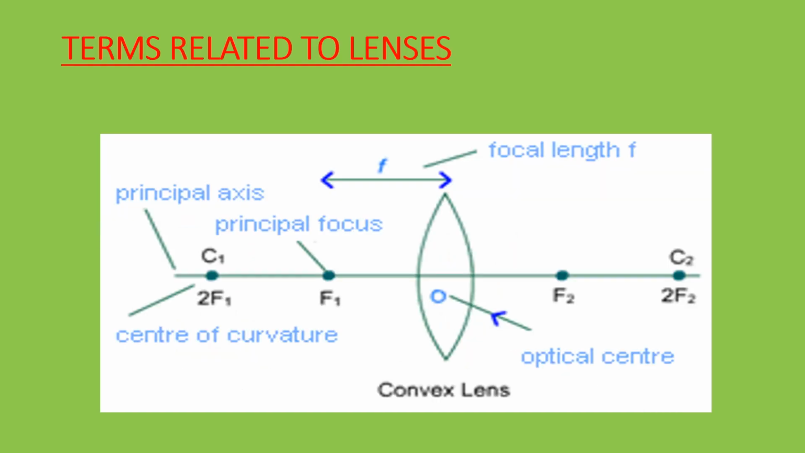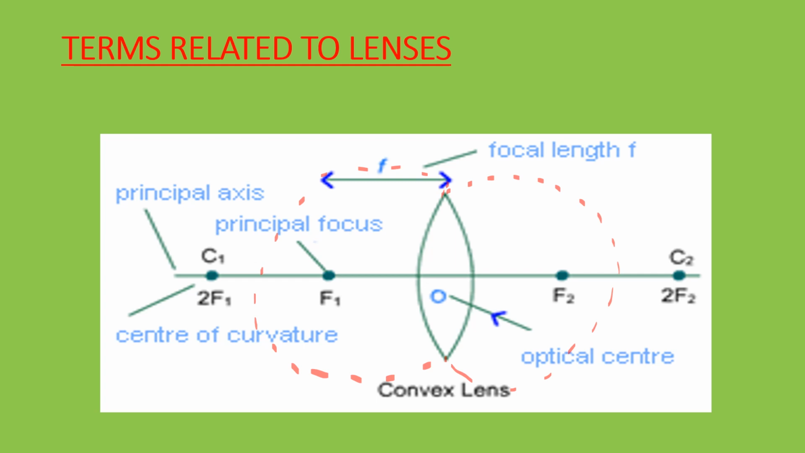Now I would like to talk about the terms related to lenses. Here I am displaying a basic convex lens. Before I talk about the terms related to lenses, I would like to talk about the center of curvature of a mirror. As we all have studied, the center of curvature is the center of a sphere of which the mirror is a part. Now as we see here, this lens has two sections which could be completed in two types of spheres. Hence, we can say that a lens has two centers of curvature.